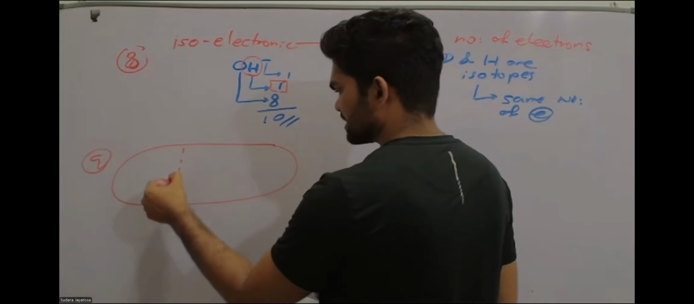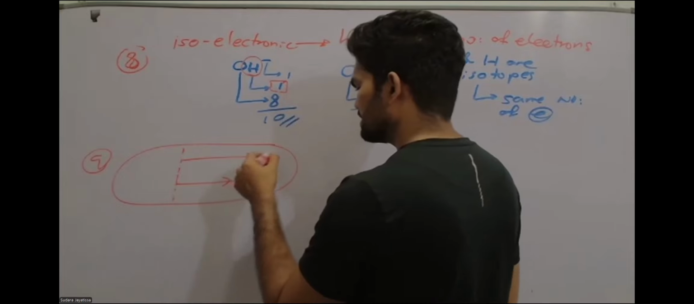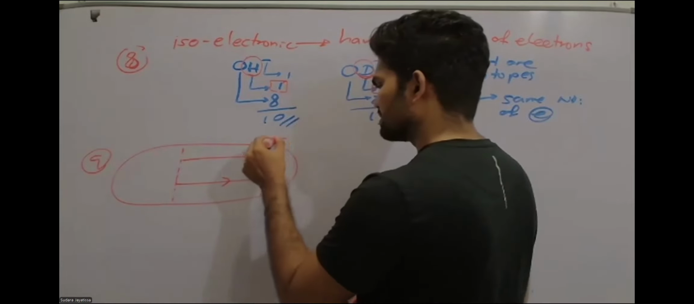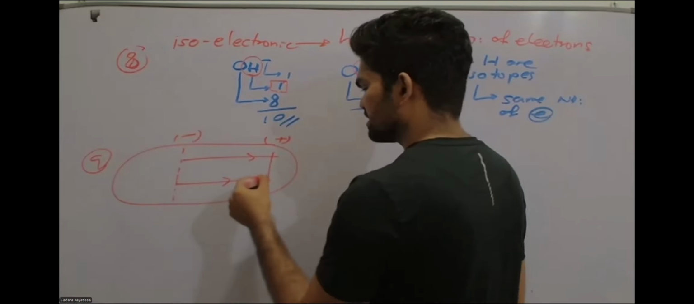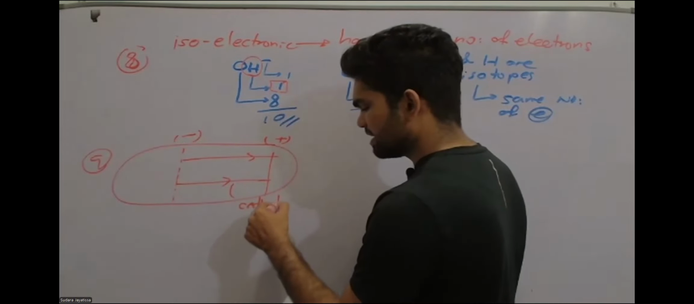Okay, so let's see the diagram once again. Let's say this is your cathode. These are the cathode rays. Cathode rays are normally going towards the anode. There is no change. Cathode rays are there.